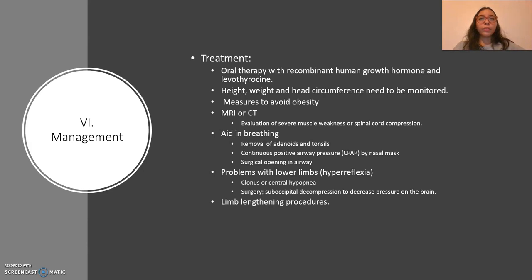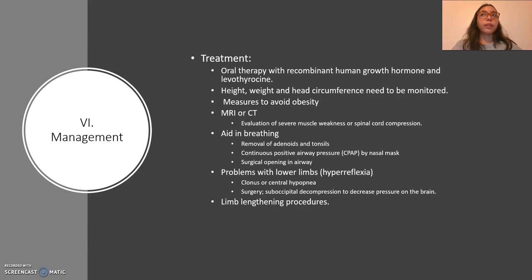Next we will be going into treatment for achondroplasia, and that includes oral therapy with the recombinant human growth hormone and levothyroxine. What would need to be monitored would be height, weight, and head circumference. Weight may also need to be monitored at a very early age to avoid obesity. And for further evaluation, an MRI or CT scan may be taken because it may be needed for severe muscle weakness or spinal cord compression.